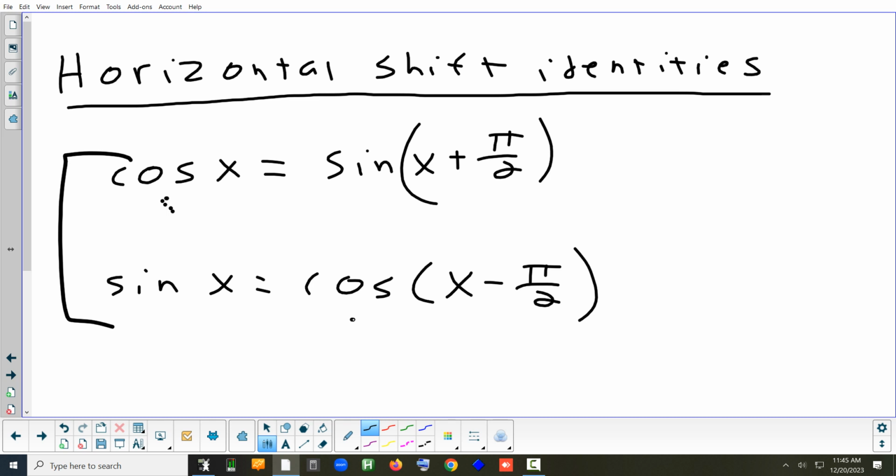Okay, so these are called horizontal shift identities. We are going to use them. I just don't think they're super critical for what we're going to do next. So if you don't write them right now, you'll have a chance to write them in a future lesson.